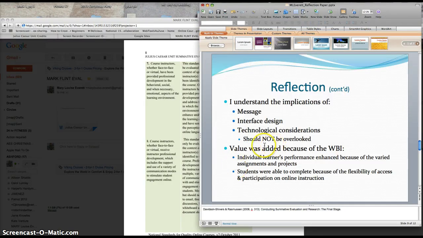By evaluating Mr. Allen's web-based instruction, I actually had layers of scaffolding learning going on at the same time. I understood the implications of the message, the interface design, technological considerations should not be overlooked, and that value was added because of his WBI. Individual learners' performance was enhanced because of varied assignments and projects students were able to complete because of the flexibility of access and participation online.